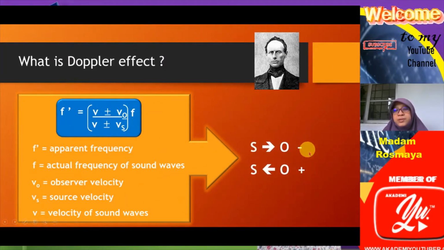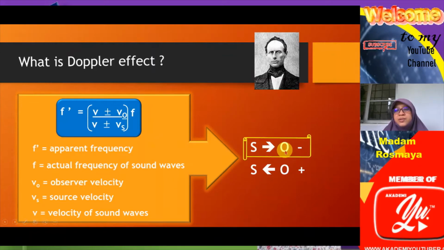So we are going to use this form with an arrow: S to O is minus, where S represents the source and O represents the observer. Looking from O, if the observer moves away from the source, minus, and if S moves away from O, or O moves towards S, we use plus. Let's discuss this in detail.